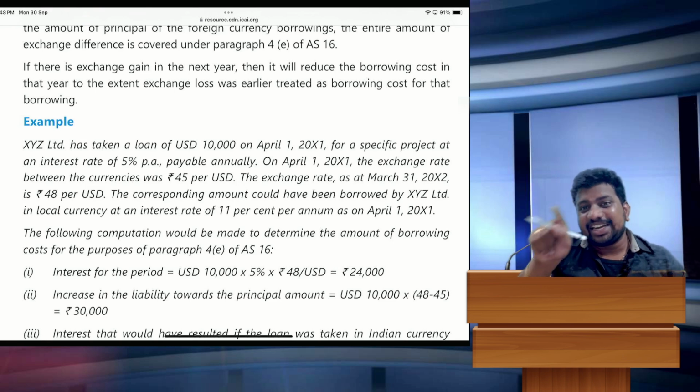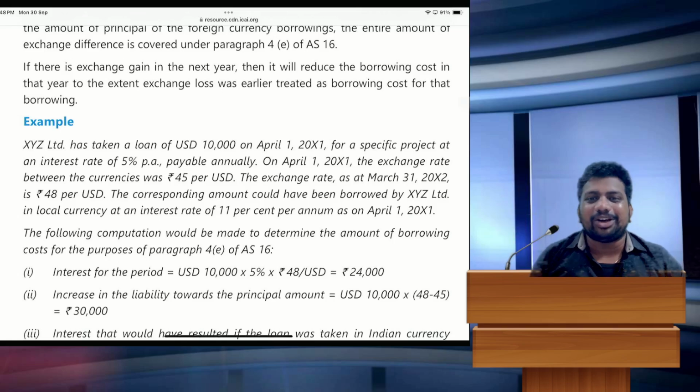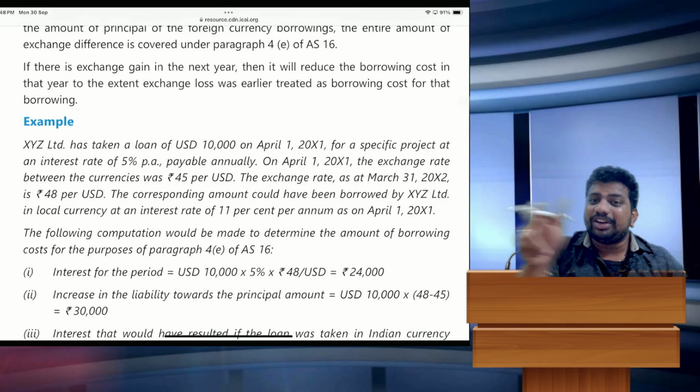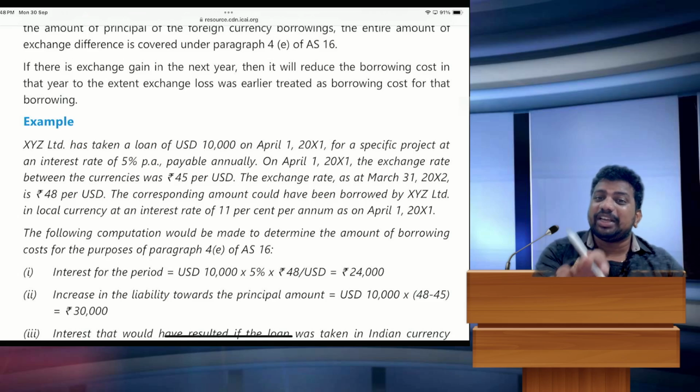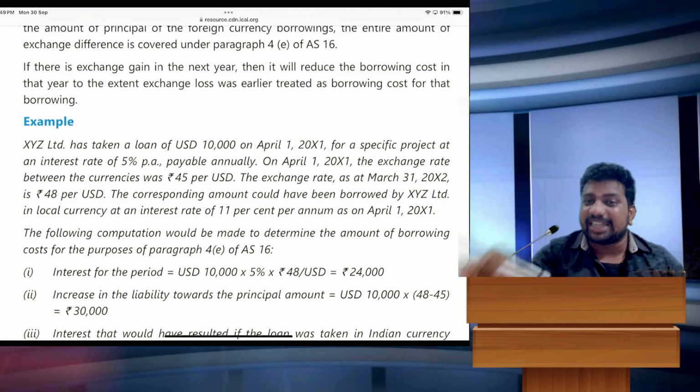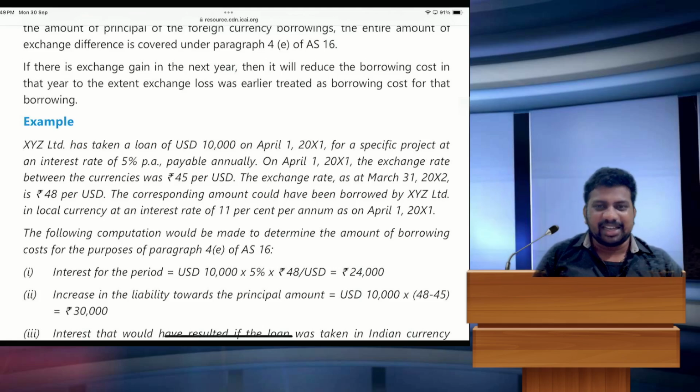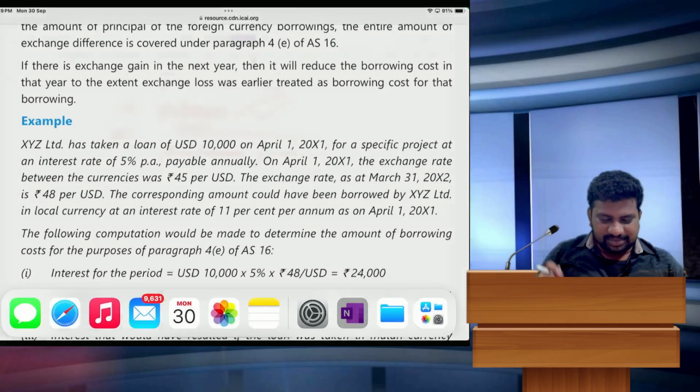The exchange rate increased by 3 rupees per dollar. My loan amount is 10,000, that means the amount of loan will increase now. When the amount of loan is increasing, what part of loan should be given treatment as per AS 11? What part of loan should be given treatment as per AS 16? That is the concept here. Okay, now understand. See this concept, everyone. See how I am solving.